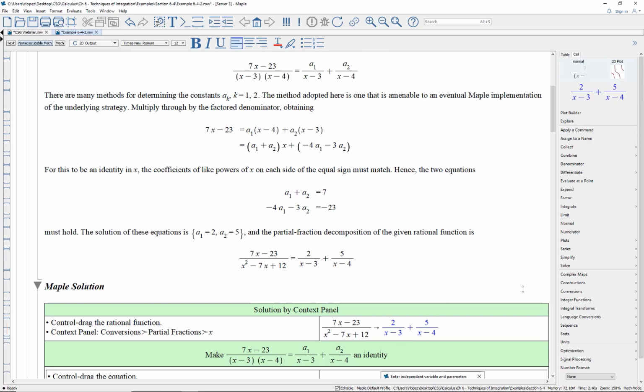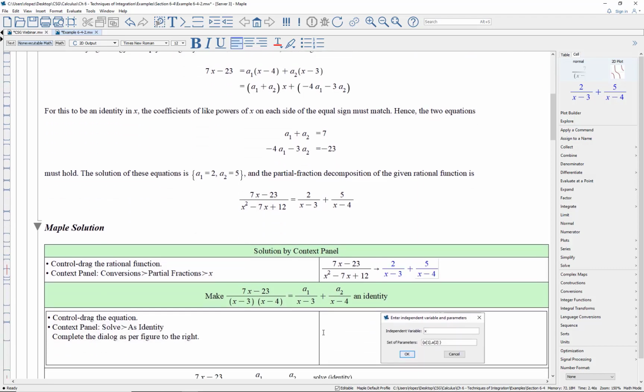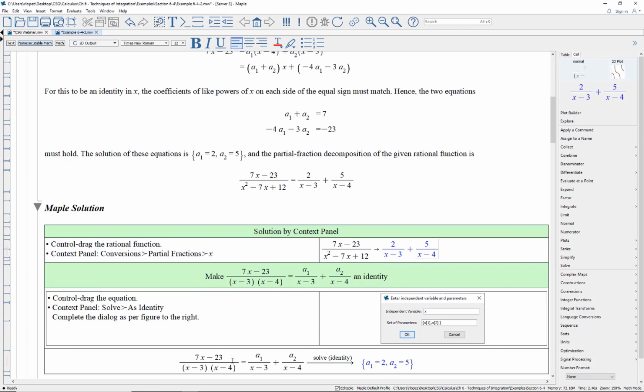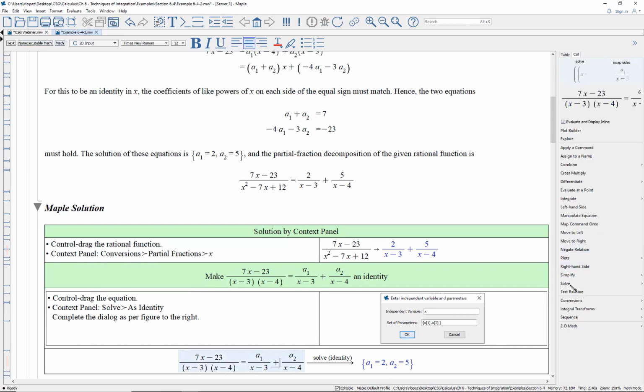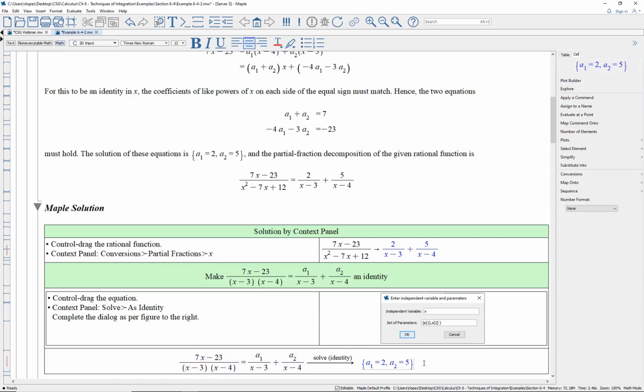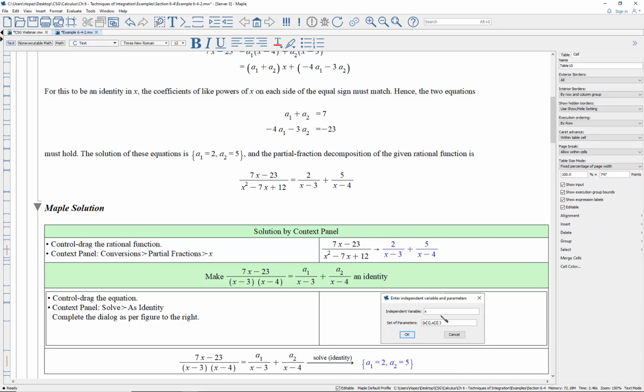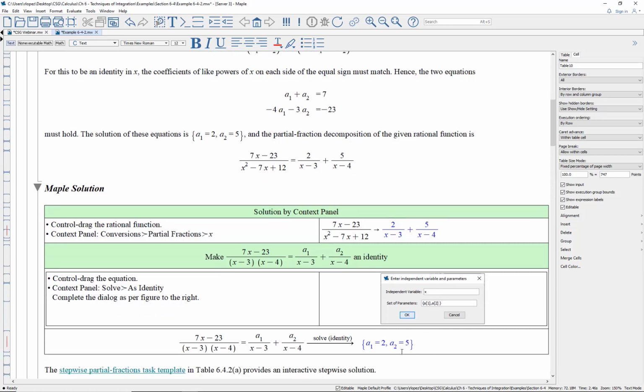Now, if you want to see how it is done, then you need to write down the template fractions, and you have to find a1 and a2 for which this becomes an identity. So if you write that equation down and you go to solve, you would see solve as an identity. A pop-up comes up. What is the independent variable? x. What are the two parameters you're looking for? a1 and a2. And now you have the solution.